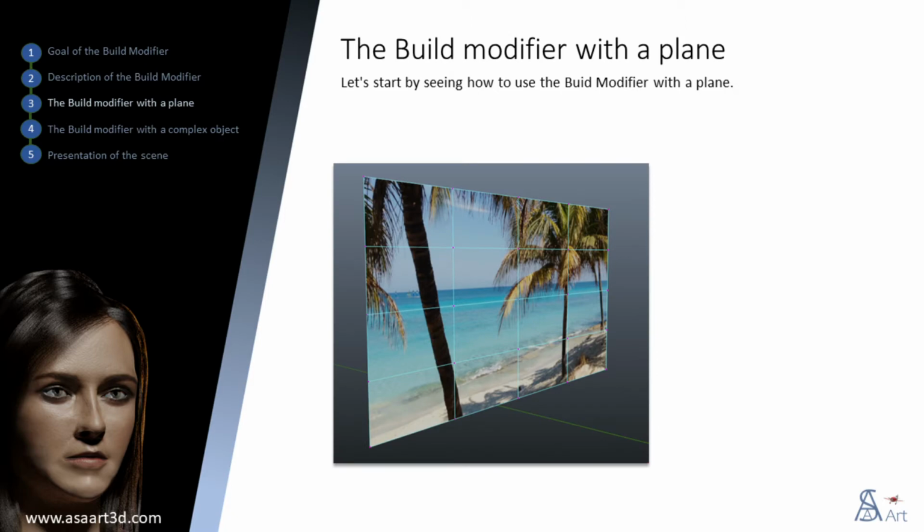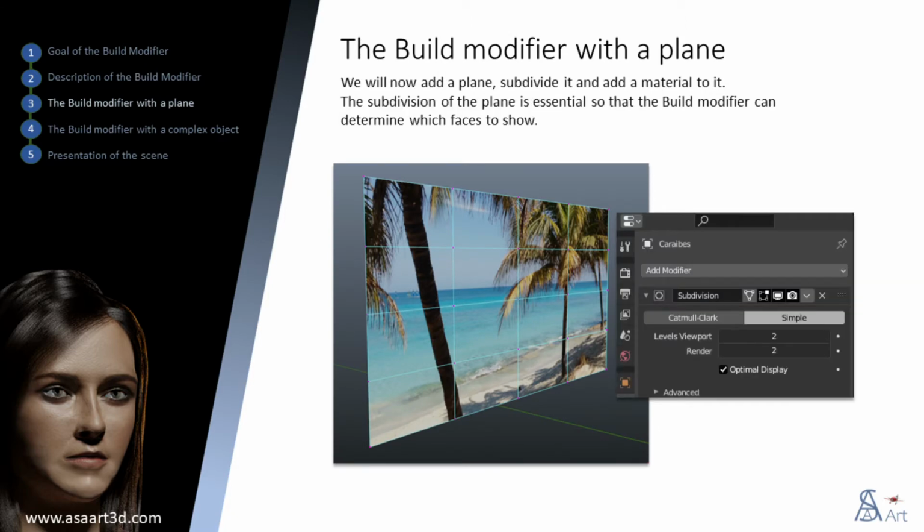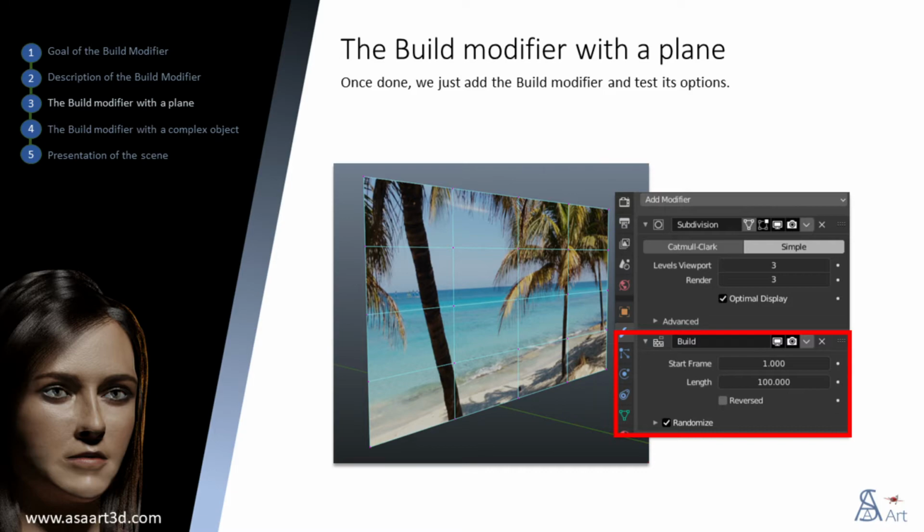Let's start by seeing how to use the build modifier with a plane. We will now add a plane, subdivide it and add a material to it. The subdivision of the plane is essential so that the build modifier can determine which faces to show. Once done, we just add the build modifier and test its options.